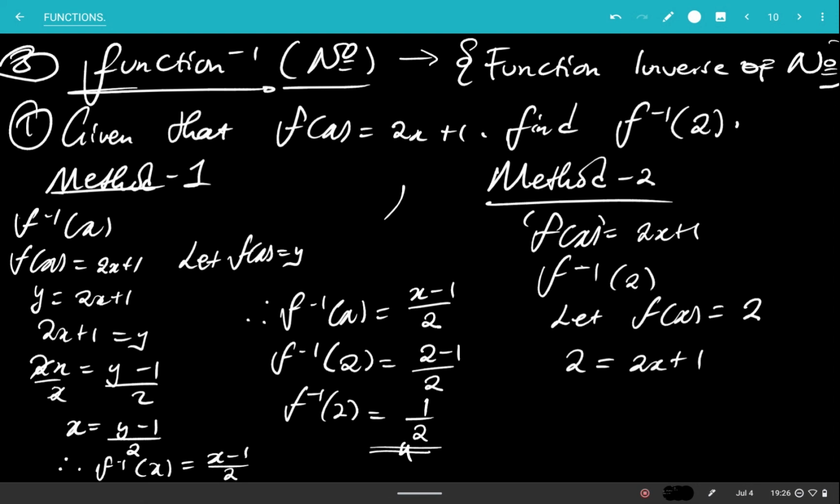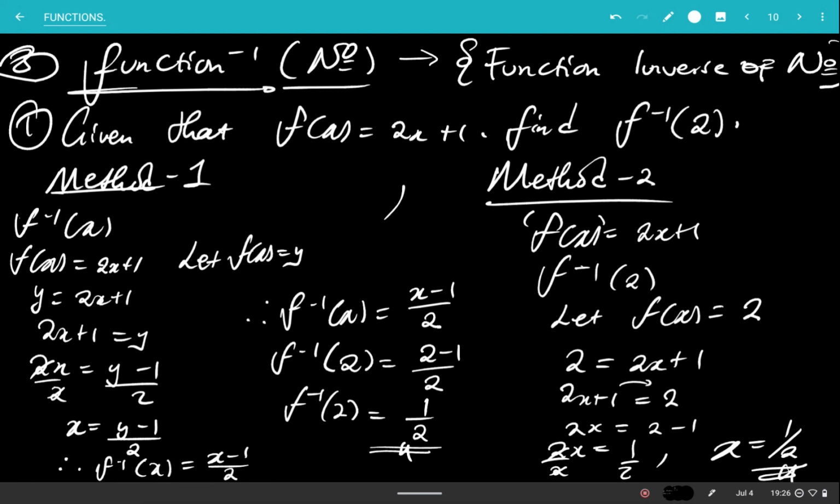Once you reach this point, all we're supposed to do is solve for x. So you have 2x plus 1 being equal to 2. This goes the other side, and you have 2x being equal to 2 minus 1, that's 1. You divide both sides by 2, and you simply get x being equal to 1 over 2. And that's the same as the value that we got here. So that's another method you can use to find the function inverse of a particular number.